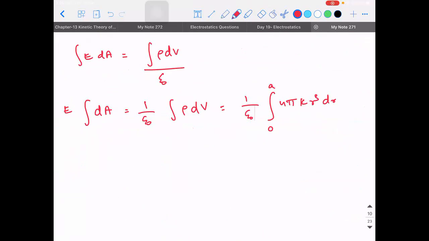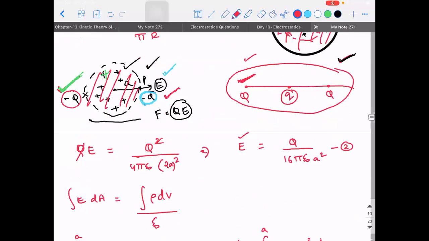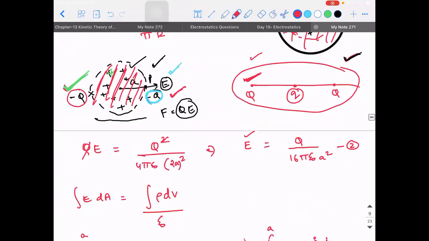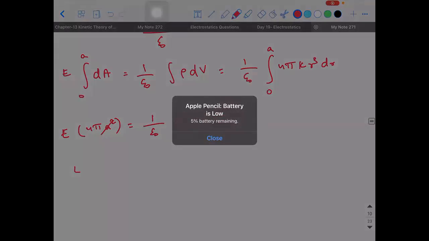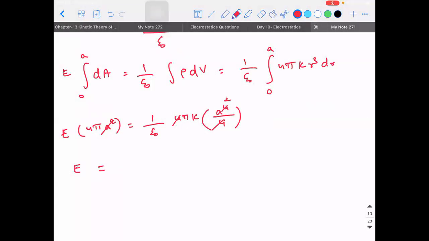Now what will the area be? The area also you are going to take from where to where? Same, 0 to a only. So E into, if this is considered as the Gaussian surface, what is going to be the surface area of the smaller sphere? It is 4 pi a square, correct? Yes. Equal to 1 by epsilon naught into 4 pi k into a power 4 divided by 4. Is there anything that is getting cancelled? A square, 4 is gone. So E will be equal to, pi is also gone, k a square divided by 4 epsilon naught.